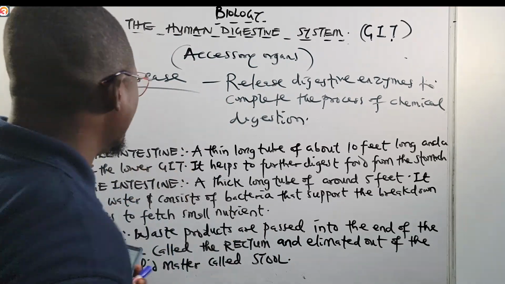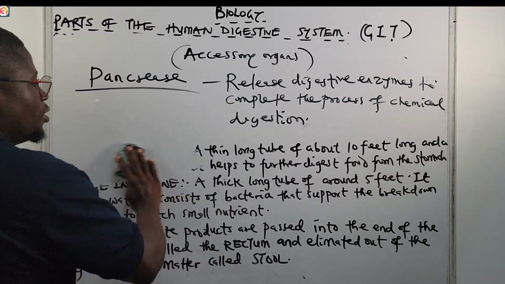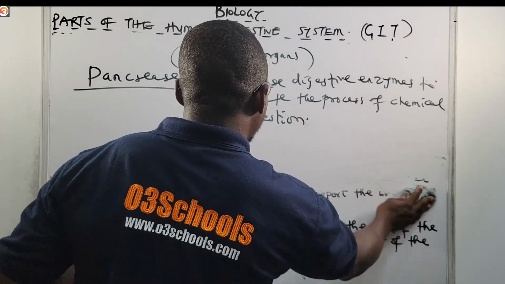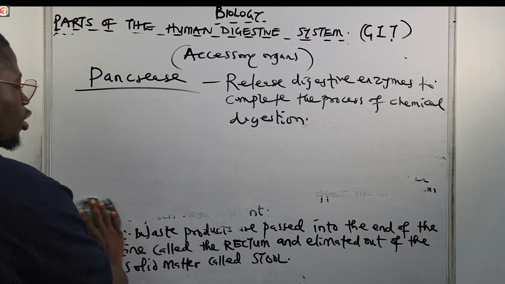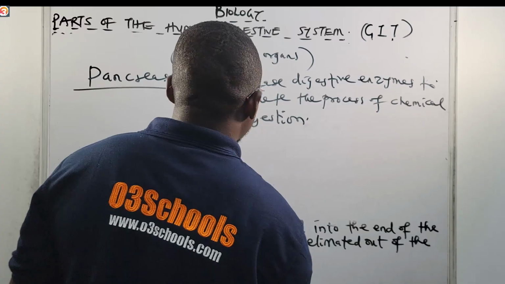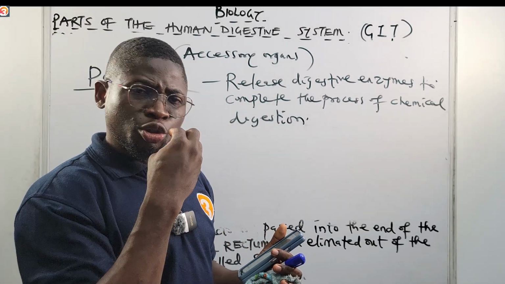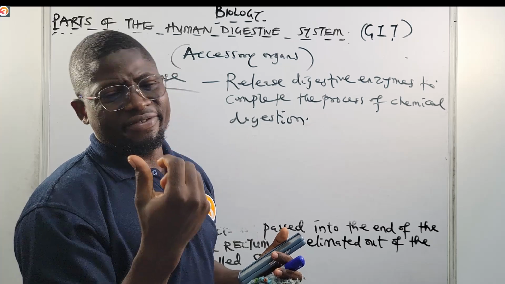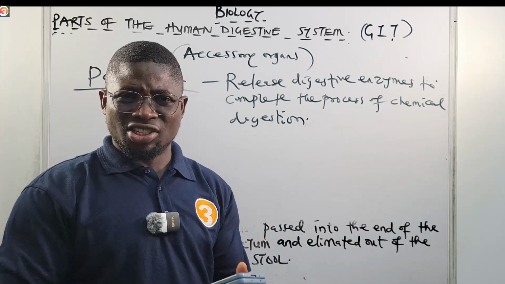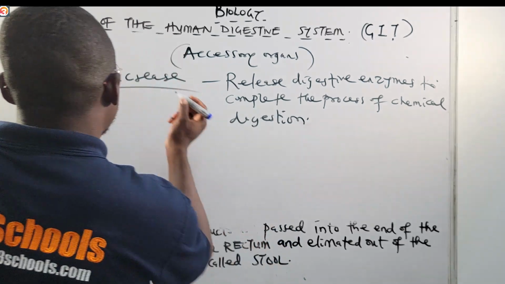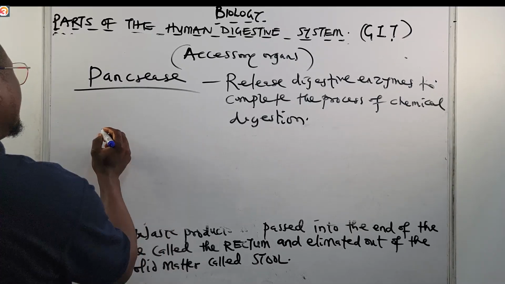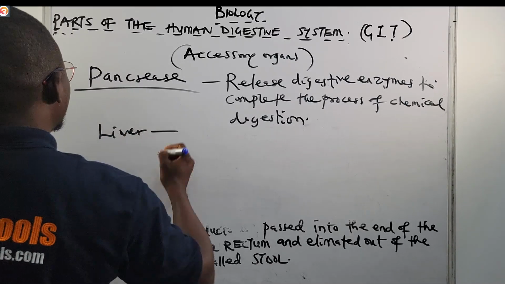Apart from the pancreas, we also have the liver. It's another accessory organ. I've talked about the tongue. The tongue pushes the chewed food from the mouth to the pharynx, so the tongue is also an accessory organ. Now we'll talk about the liver. What's the function of the liver?